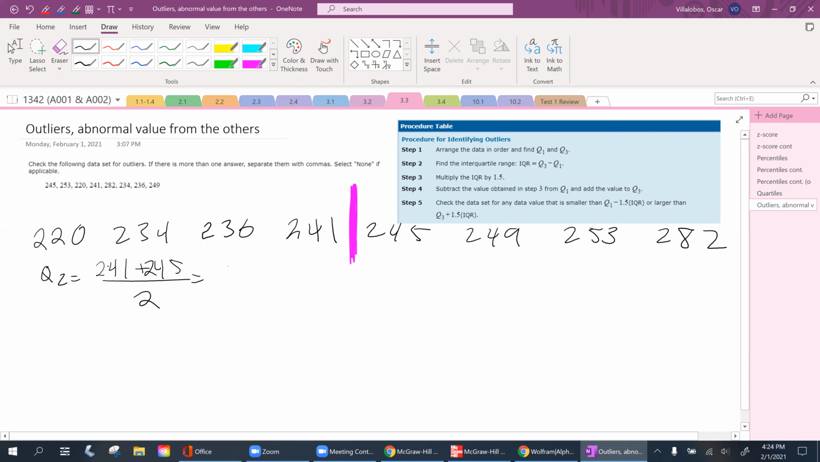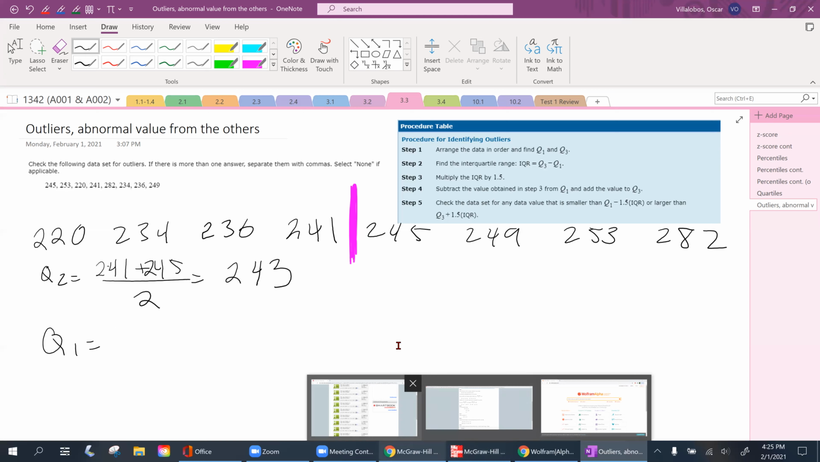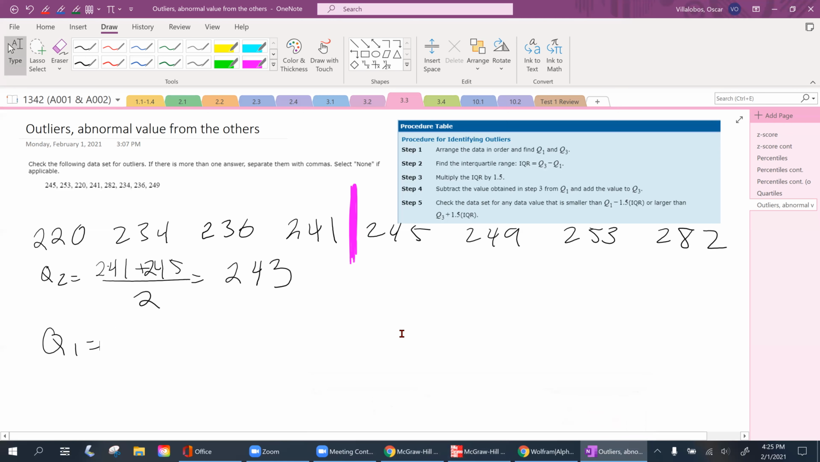Let's see what that gives me. Oh, nice. This gave me 243. All right. Now let's go ahead and find Q1. For Q1, we said we're going to focus on the left side of that split. There's nothing in the middle, but that's fine. That's completely fine. We're going to do the exact same thing.